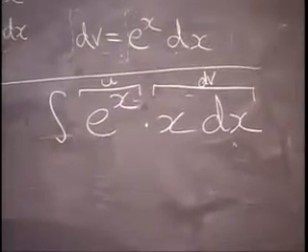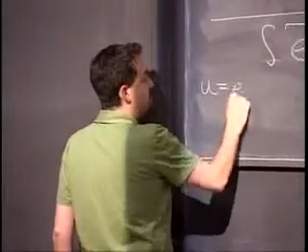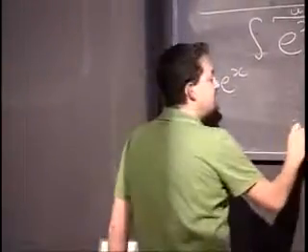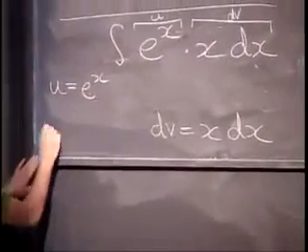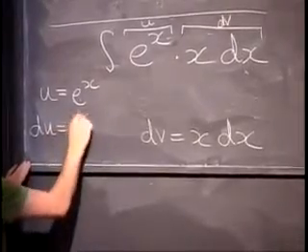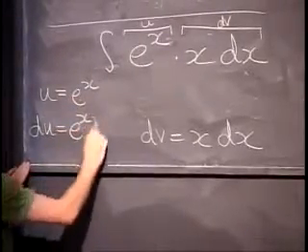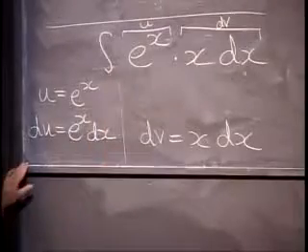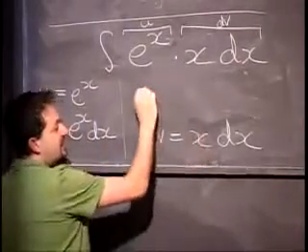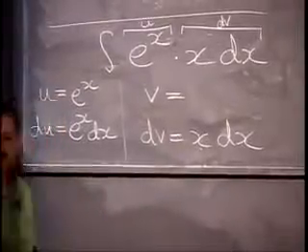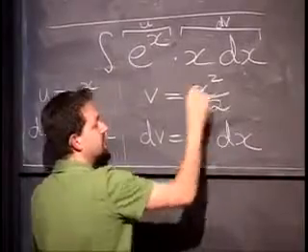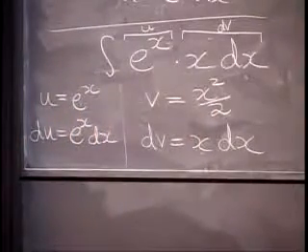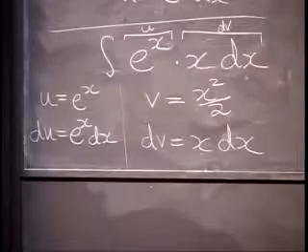Why not? Let's try it and see what happens. I set up my little template. I get u this time is e to the x, and dv is x dx. If I differentiate this, I get du is the derivative of e to the x, which is e to the x dx. And if I integrate this, I get v is the integral of x, which is x squared over 2. And again, I don't need the constant. That's fine. Let's see what happens.